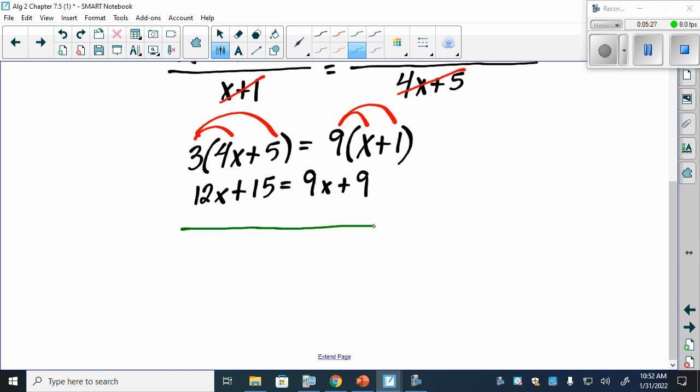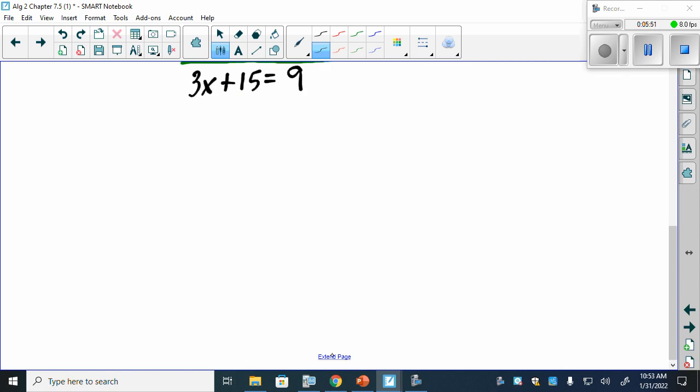We can subtract the 9x from both sides. Now we could have subtracted the 9 from both sides. Either one of those would work. Now if we subtract 9x from both sides, well, 12x minus 9x is 3x plus 15 is equal to, well, those cancel, leaving us with 9.